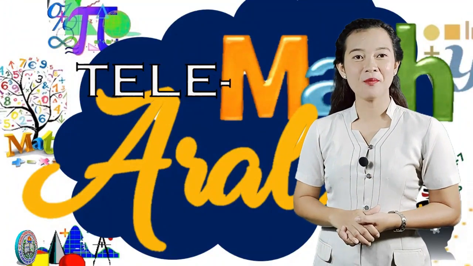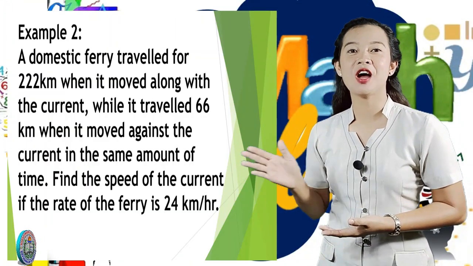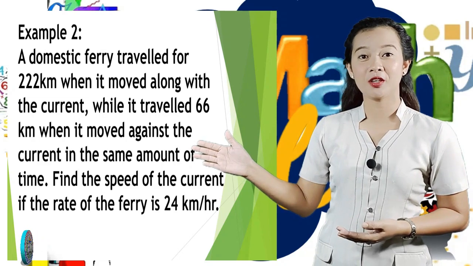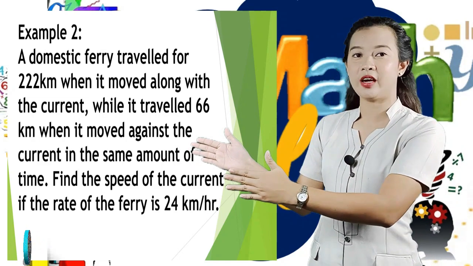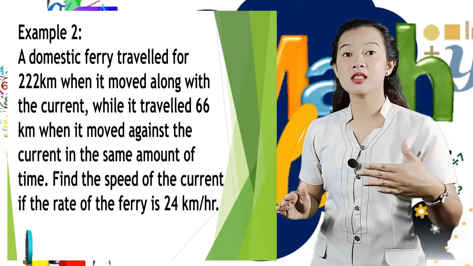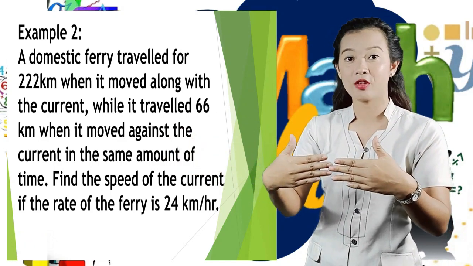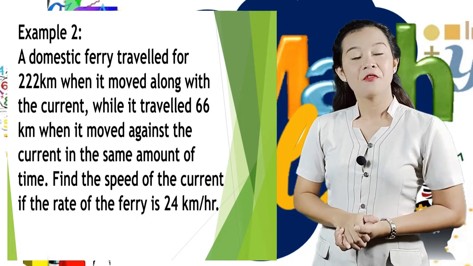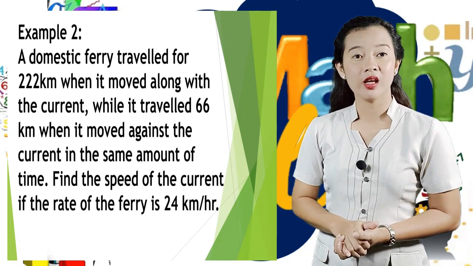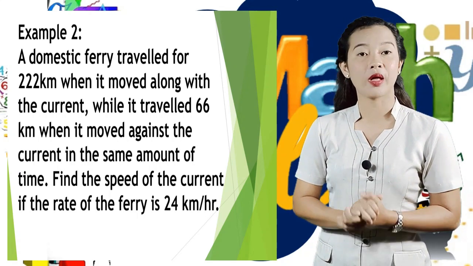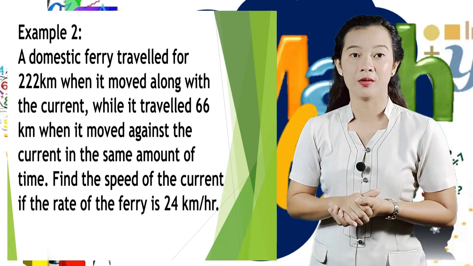Let's have another example. A domestic ferry traveled for 222 kilometers when it moved along with the current, while it traveled 66 kilometers when it moved against the current in the same amount of time. Find the speed of the current if the rate of the ferry is 24 kilometers per hour.